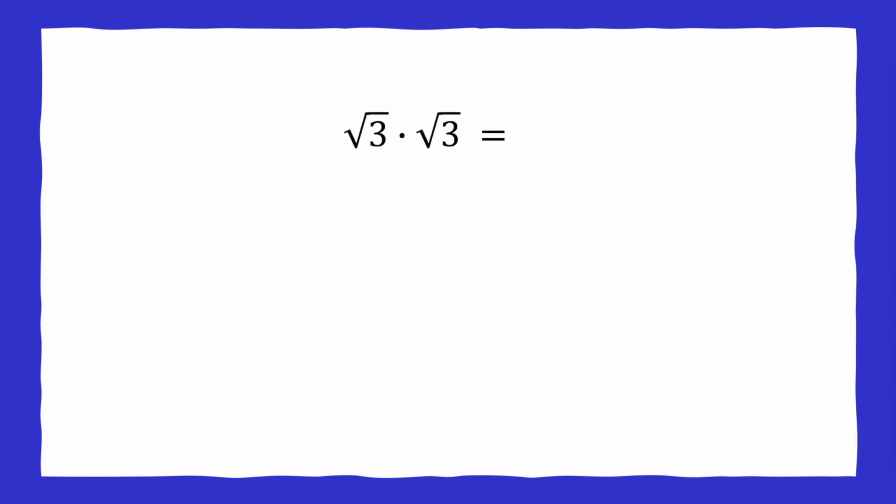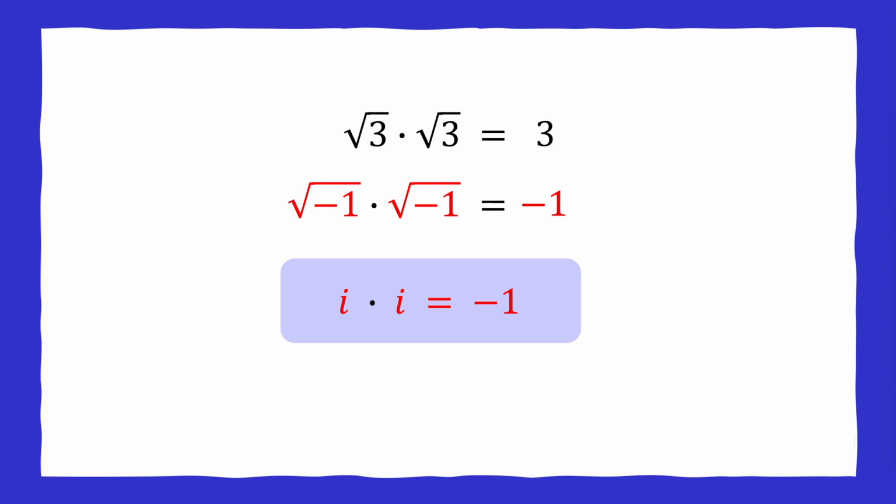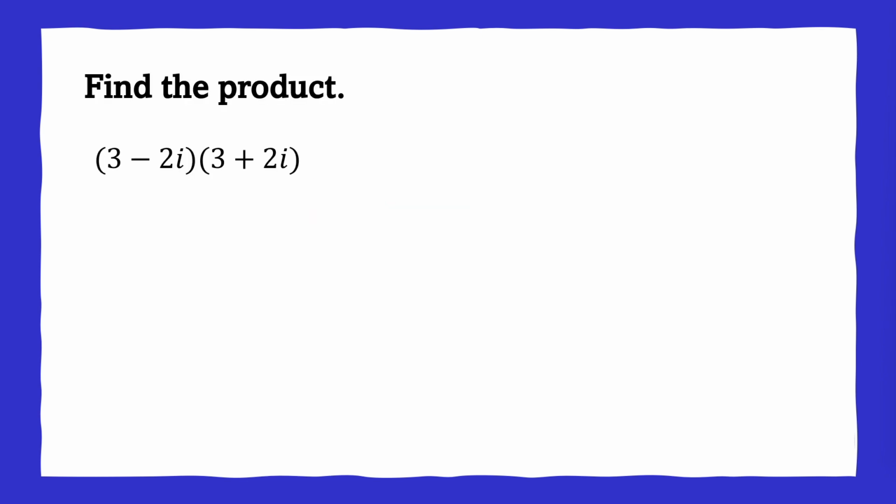Notice that when you multiply the square root of 3 by itself, you get the square root of 9, which simplifies to 3. Similarly, we can apply this concept to imaginary numbers. The square root of negative 1, when multiplied by itself, results in negative 1. This means that i times i, or i squared, equals negative 1. Let's find the product of these complex numbers. We'll use the distributive property, or the FOIL method, to remove the parentheses.